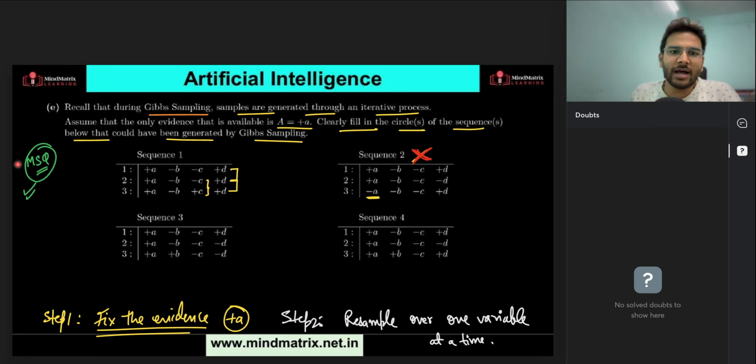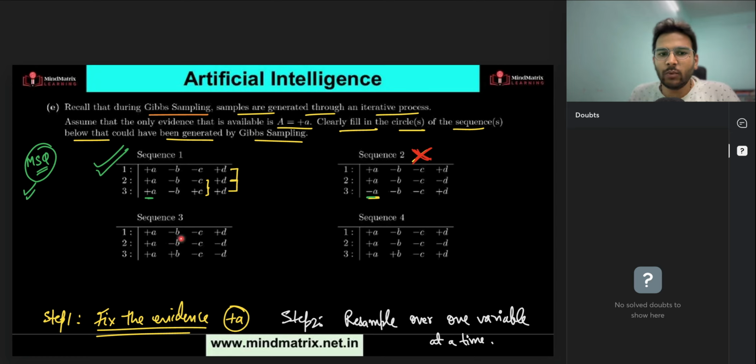So can I say this sample can be generated or could have been generated by the Gibbs sampling? So sequence 1, that is correct. Sequence 2 already eliminated because it is minus A. We are fixing the evidence. So it is not possible. How they are the same? Compare this now. Different now.